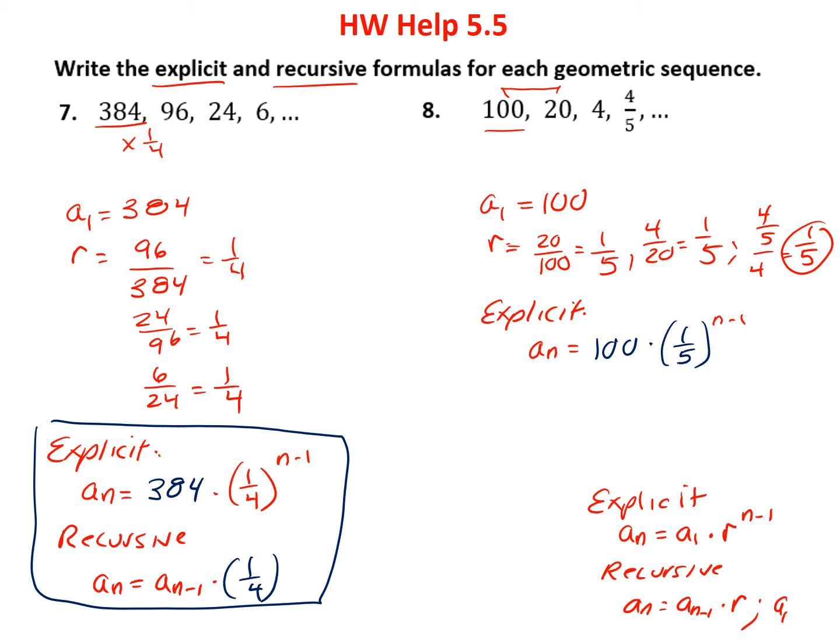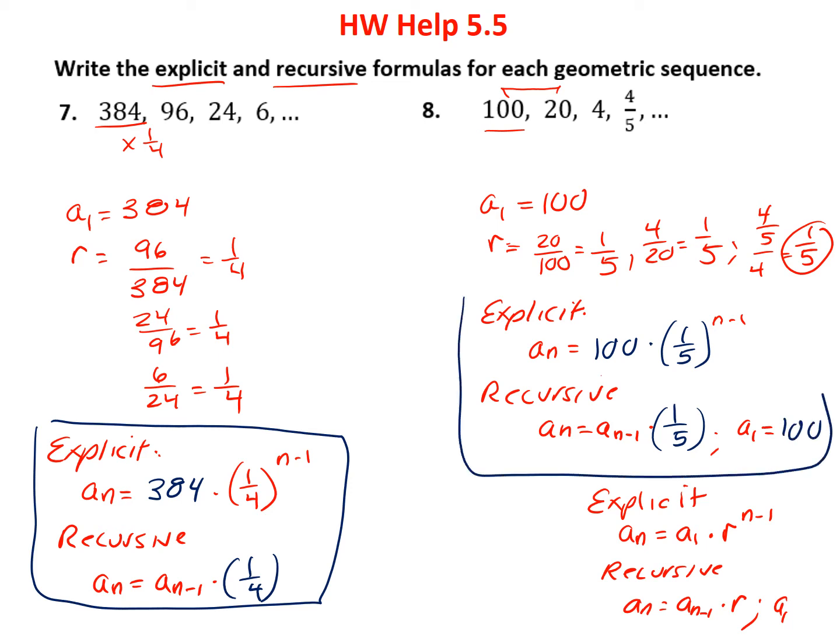All right? Let's write down our recursive. A to the n equals a to the n minus 1. Remember, these are subscripts, not exponents, times the common ratio, which is 1/5. And then we also state that a1 equals 100. And so there's the answers for 7 and 8.